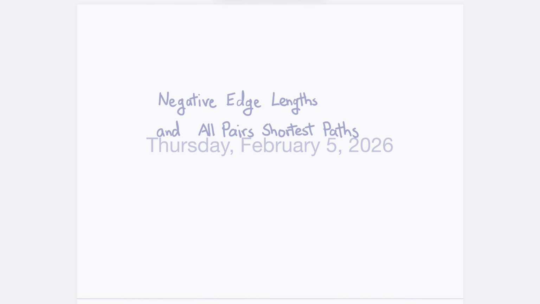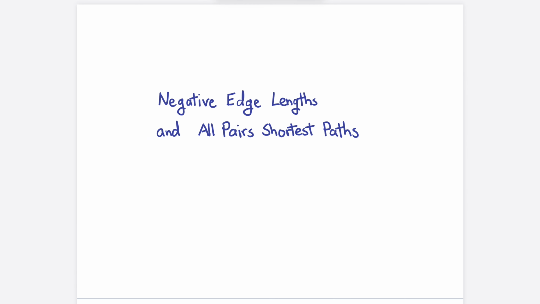Okay, so today is our second consecutive lecture about shortest paths. But today we're going to be doing two variations. One will deal with negative edge lengths. Last time we did unweighted and positively weighted. And then we're also going to do all pairs shortest paths, where we want to get all pairs of distances.